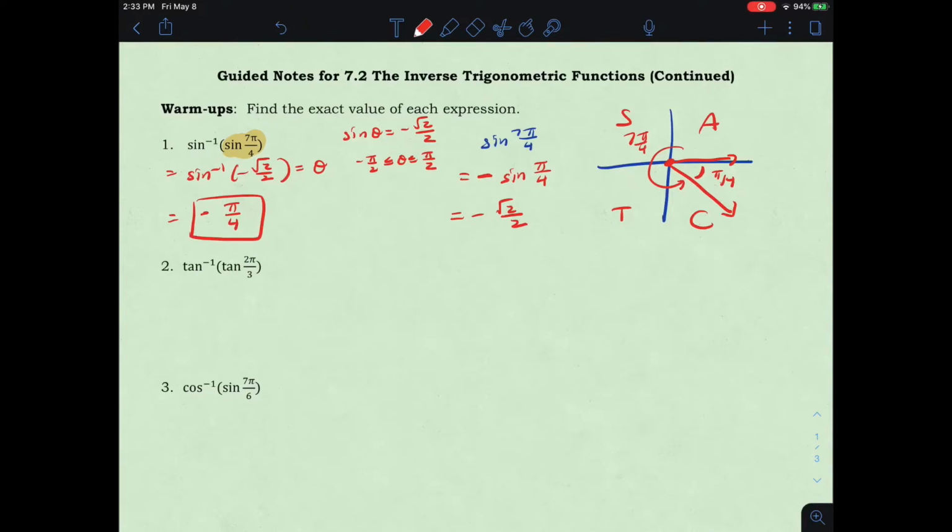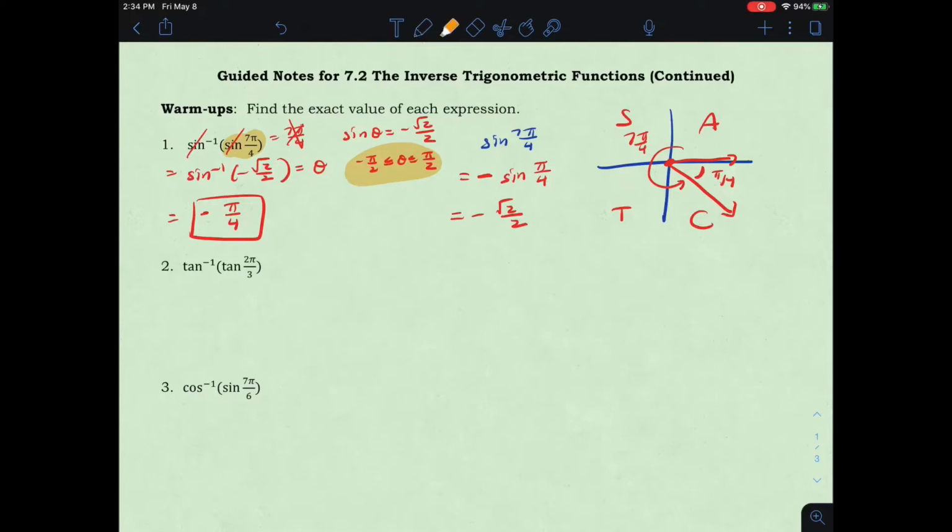So one thing to watch out for is the reason why I like to work inside out is because I tend to make fewer mistakes that way. What I'm worried about is if you see a problem like number 1, you might think that the inverse sine and the sine just cancel each other out, and then you're left with 7 pi over 4. But that would be incorrect because of the fact that 7 pi over 4 does not lie in this interval. And so this would be incorrect, right? So by working inside out, you just have a greater chance of minimizing those kinds of mistakes.